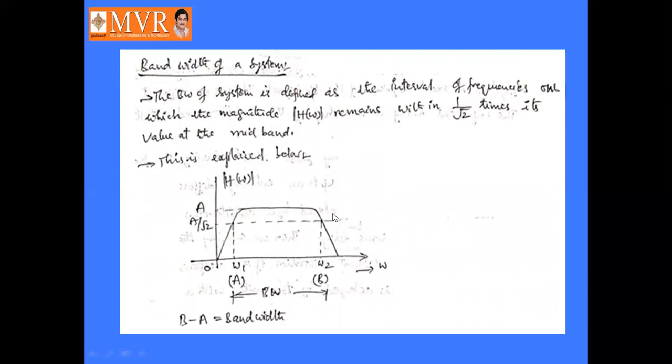So at the 3 dB frequency, that is A by root 2 times, the 3 dB line will cut the response at two places, that is omega 1 and omega 2. This area is called the bandwidth of the system. So the difference of these two, omega 2 minus omega 1, is nothing but the bandwidth of the system.